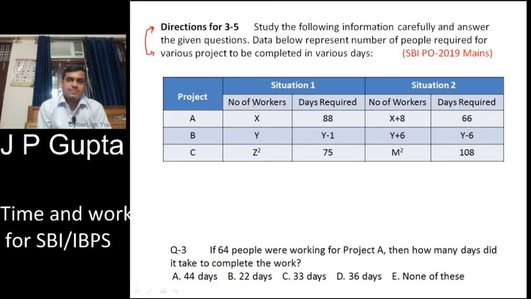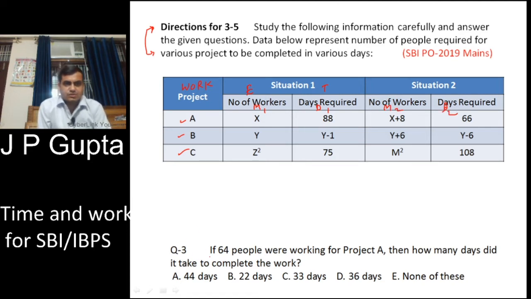Now look at the instruction: the data below represents the number of people required for various projects. Project means something like work. So for projects A, B and C, certain variables are used. Number of workers is again something like efficiency, or we can say M1. This is situation 1, and days required is something like time, or we can say D1. And situation 2, again this is efficiency, so this will be M2, and this will be D2.